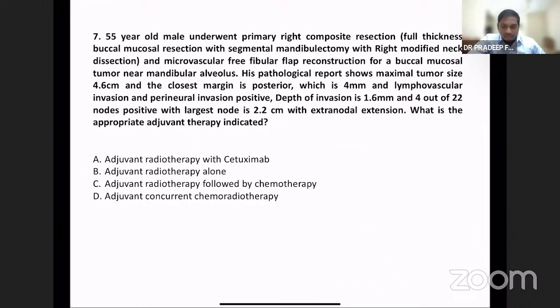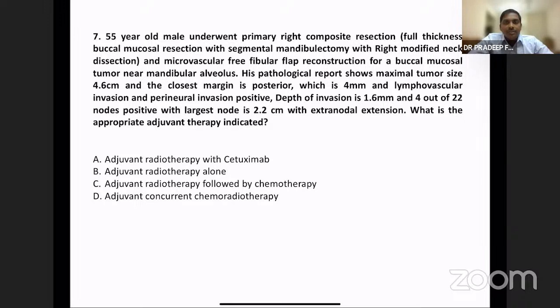A 55-year-old male underwent primary right composite resection. Composite resection means you are removing multiple tissues: full thickness buccal mucosal resection with segmental mandibulectomy, with right modified neck dissection and microvascular free fibular flap reconstruction for a buccal mucosal tumor near the mandibular alveolus. His pathological report shows maximal tumor size of 4.6 centimeter. So the tumor size is more than 4 centimeter.